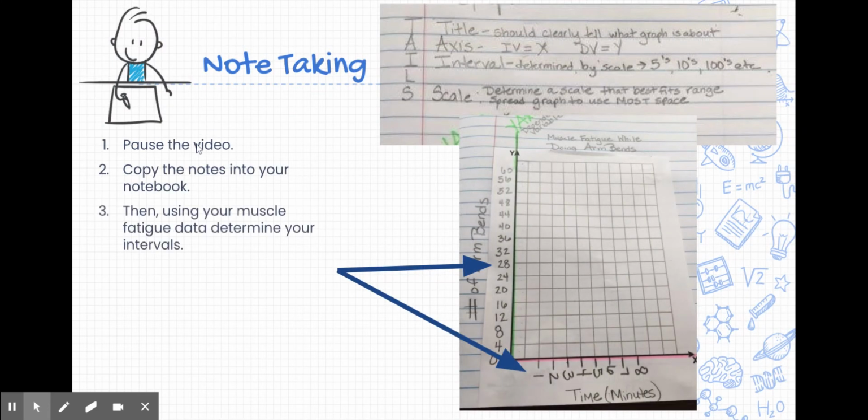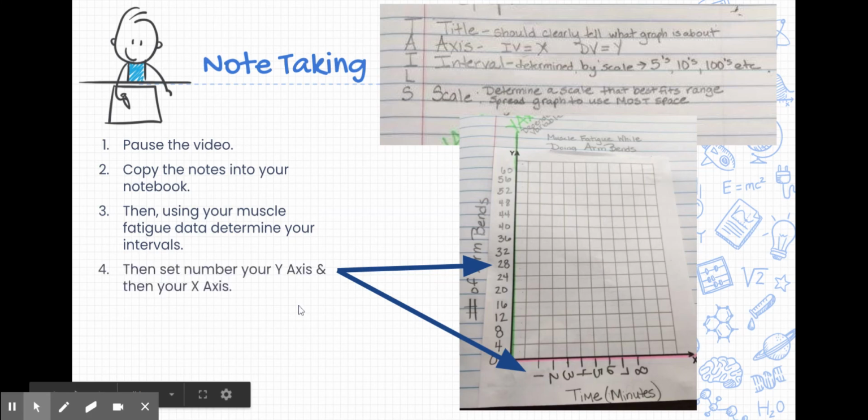After you've taken the notes, use your muscle fatigue data to determine your intervals. In this case, I believe the top number was 54, and so I just divided it by the number of lines, which I believe is 16, and I ended up going by 4s. Notice on the bottom, I also have the time in minutes. This one, because there's enough room, I'm just going by ones. So please set up your graph.